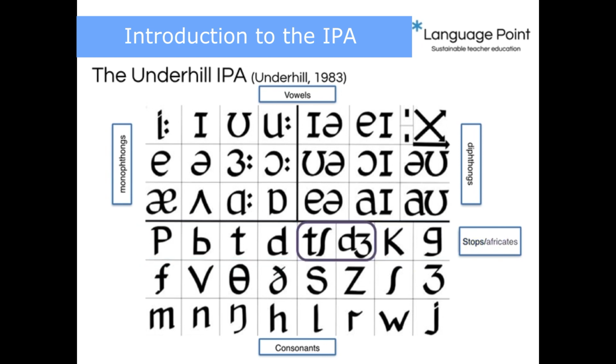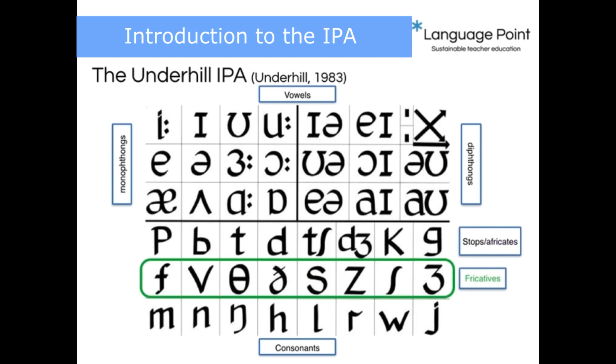In between the stops there, we have two sounds which are slightly different. These two sounds are made up of two consonant sounds which are produced together to form what we call an affricate. So these are the two affricates in English, and those are ch and j. Notice that the phonemes, as they're organised in that row, alternate between voiceless and voiced, voiceless and voiced, and that's another organisational feature of the chart.